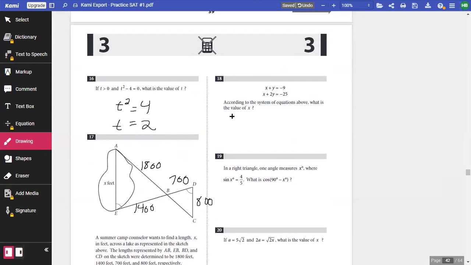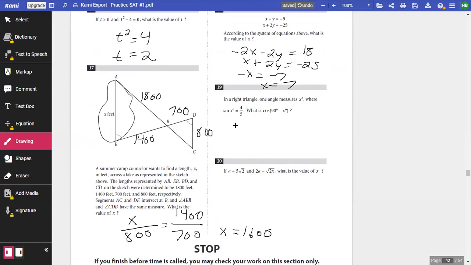We have another system solving for X, which means we need to get rid of the Y. So we can multiply the top by -2. And we get -X equals -7, X equals 7. Okay, this one requires no calculation. You just have to know an identity. Sine of X equals cosine of 90 minus X. So if sine of X equals 4 over 5, then cosine of 90 minus X also equals 4 over 5.